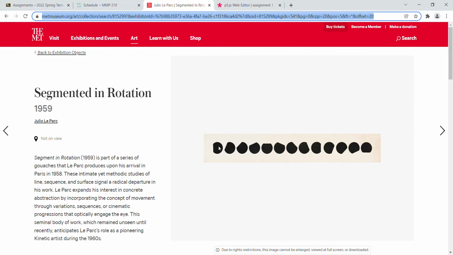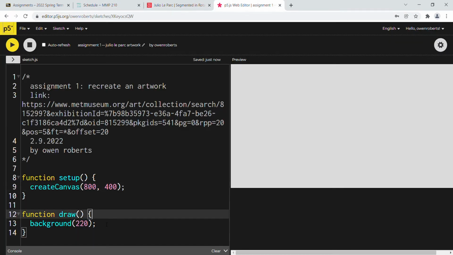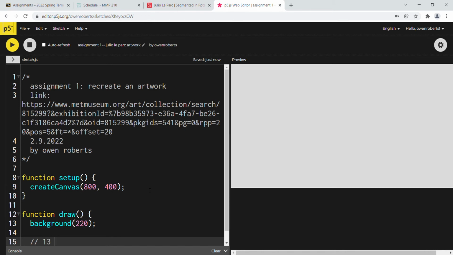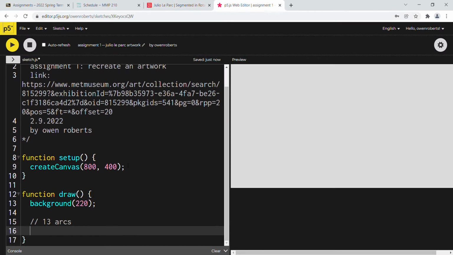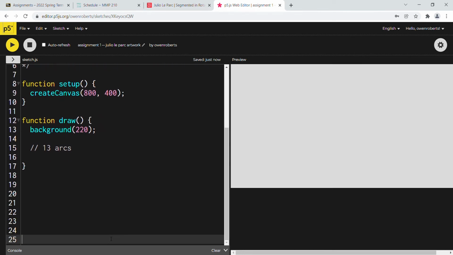So then I'm going to look at this. So I have 1, 2, 3, 4, 5, 6, 7, 8, 9, 10, 11, 12, 13 arcs. So let's say 13 arcs. And I can see that the rotation of the arc is slowly changing over time. So I don't have to get it perfect, but what I'll probably do is start and try to recreate that first arc and then see if I can make a bunch of copies of it, and then I will try to rotate them. I'm going to put a few lines down here.